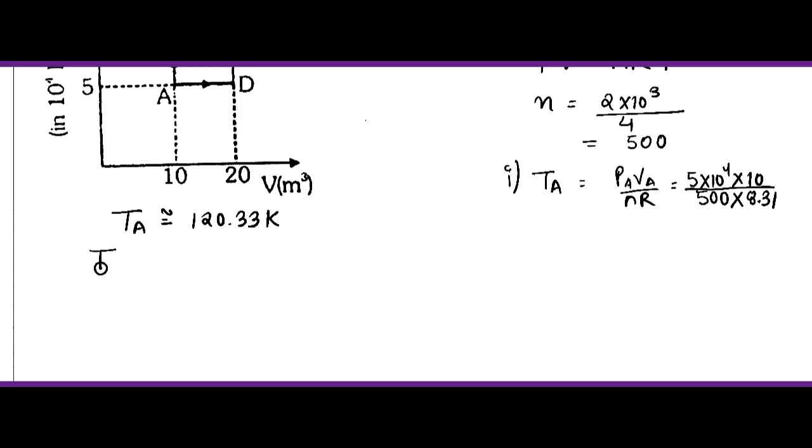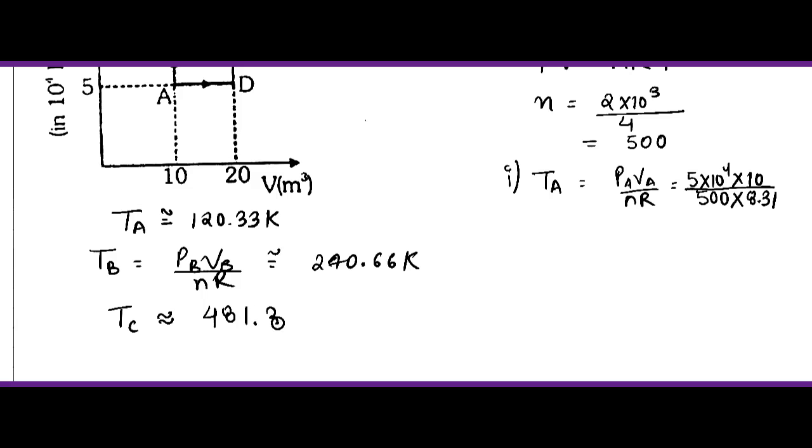Now similarly, when we find TB, that is equal to PB VB by nR, that turns out to be equal to 240.66 Kelvin. TC similarly turned out to be equal to 481.32 Kelvin, and TD turned out to be equal to 240.66 Kelvin. So these are the temperatures.